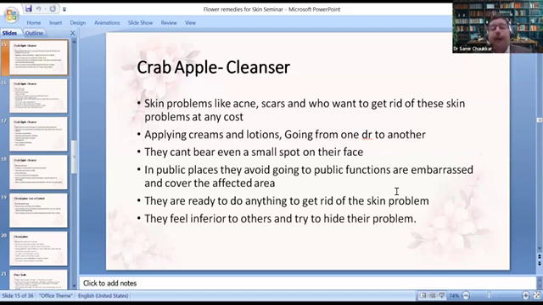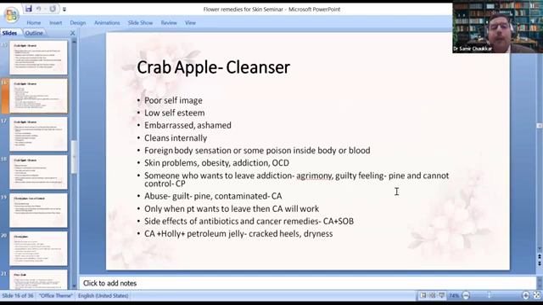They can't even bear a small spot on their face. In public places, they avoid going to public functions. They are embarrassed and cover the affected area. They are ready to go to any extent to get rid of the skin problem. They feel inferior to others and try to hide their problem. We have talked already about poor self image, low self esteem, embarrassed, ashamed, cleans internally. Remember, don't just give crab apple empirically. This feeling has to be there that there's something dirty inside, a foreign body sensation or some poison inside me.